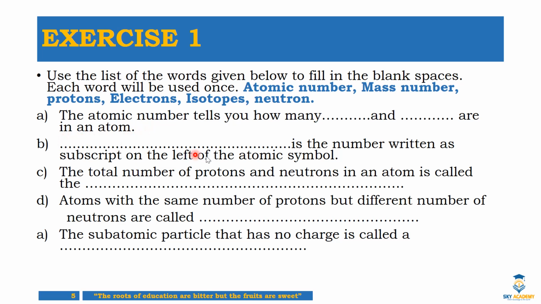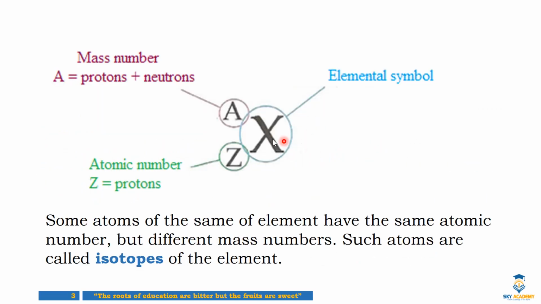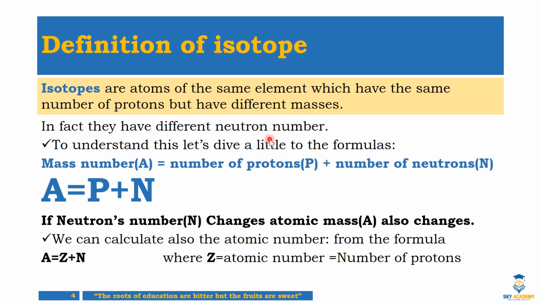Okay. Then here, the number written as subscript on the left of the atomic symbol is the atomic number. Atomic number is the number written as subscript on the left of the atomic symbol. Yes, as you have seen here, the atomic number is the one which is written as a subscript on the left of the elemental symbol.